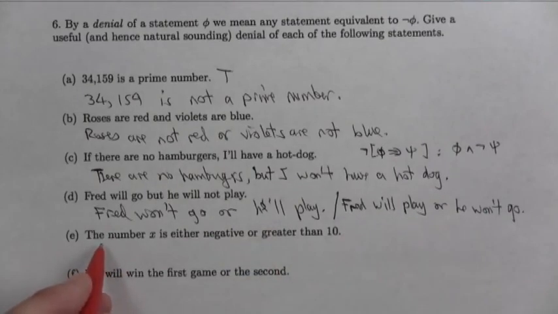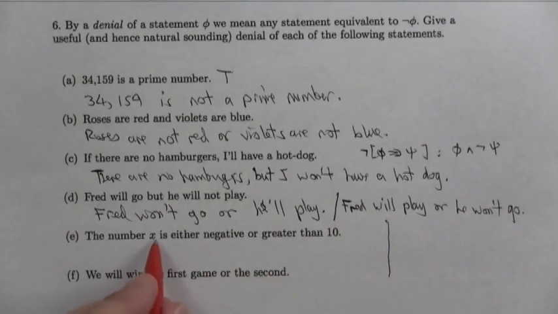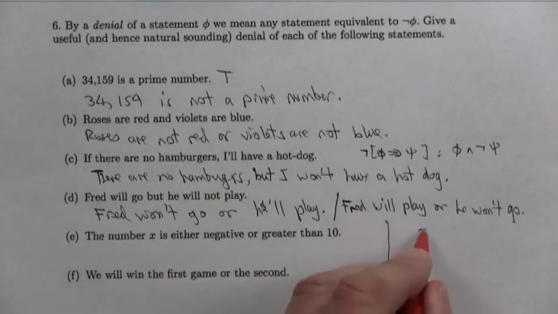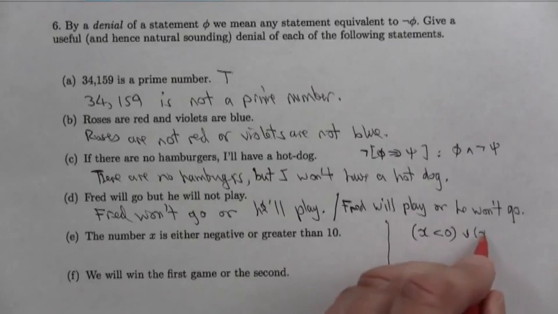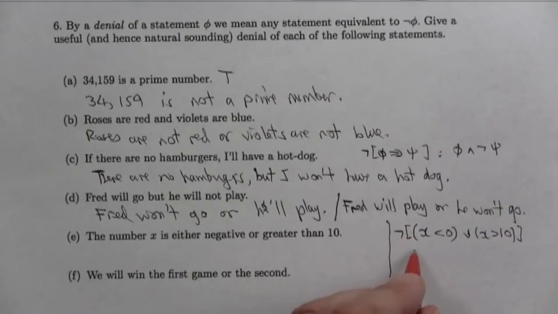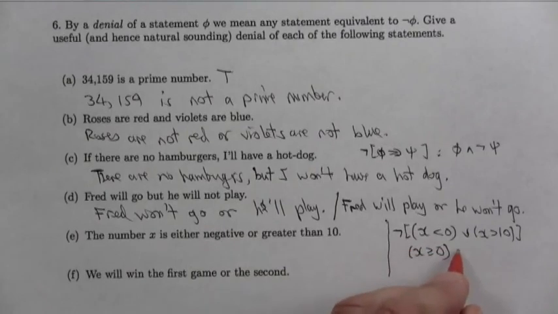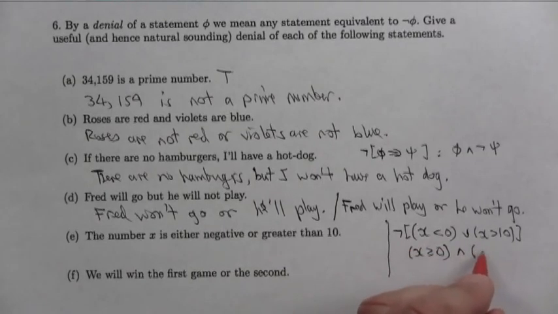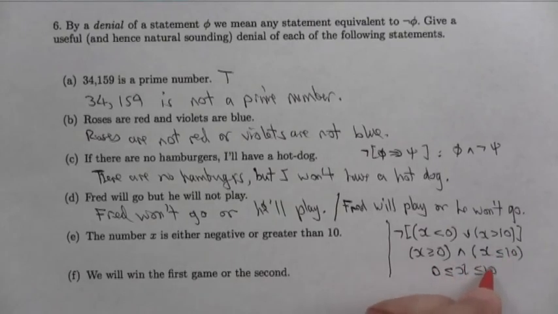This one is actually messy if we do it in English, but it's much easier to do it symbolically, so let's do it symbolically first. The original statement is that x is negative, or x is greater than 10. Now if we take that statement and negate it, then the x less than 0 becomes an x greater than or equal to 0. The OR becomes an AND. X greater than 10 becomes x less than or equal to 10. So that just becomes 0 less than or equal to x less than or equal to 10.